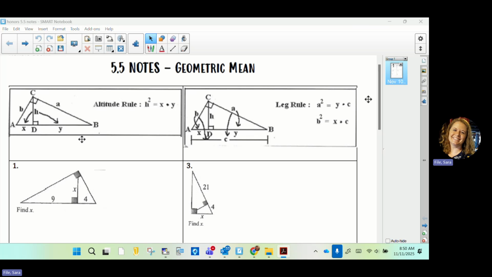So the altitude rule says that the height, the altitude squared, is equal to the product of X and Y. Those segments that this hypotenuse is split into, if you multiply them, you get the height squared. So this is a rule that we can use to find that height or to find these missing pieces, depending on what's given to us.